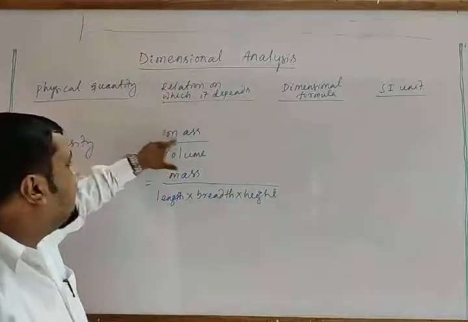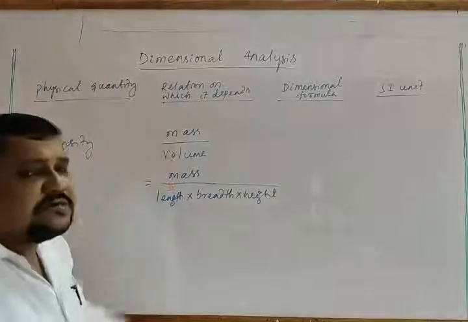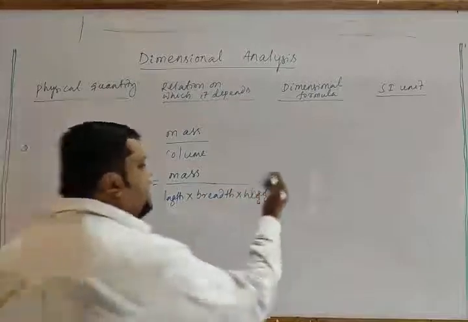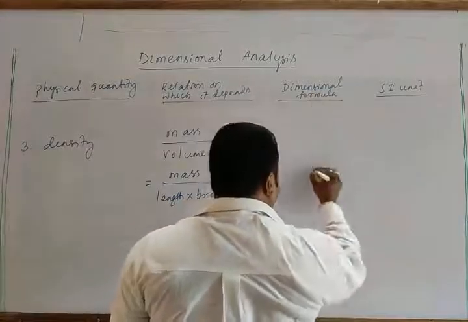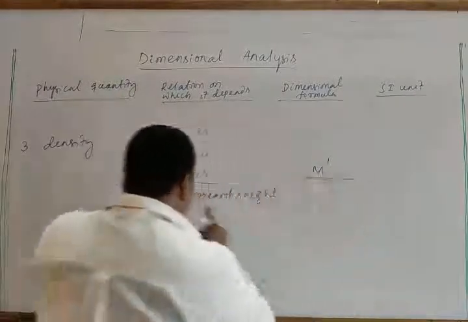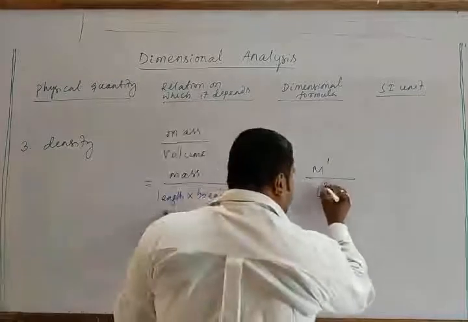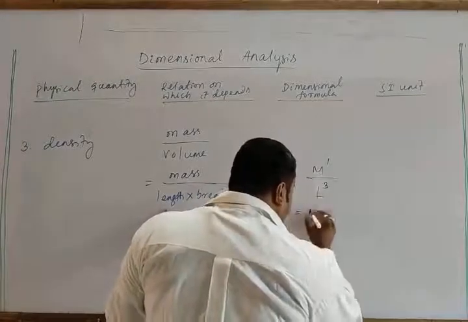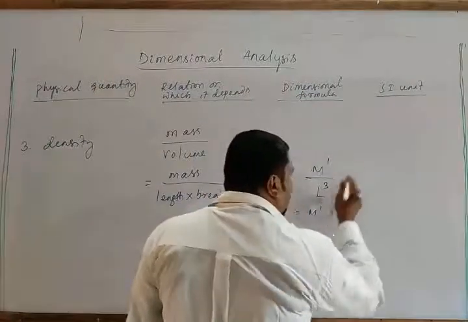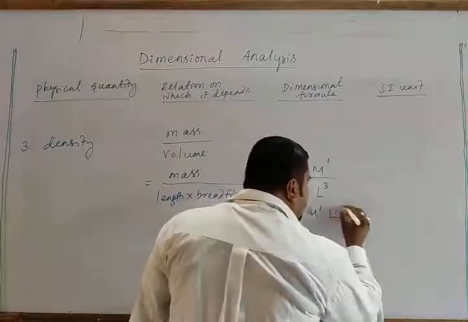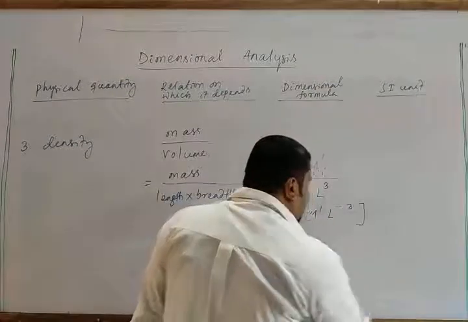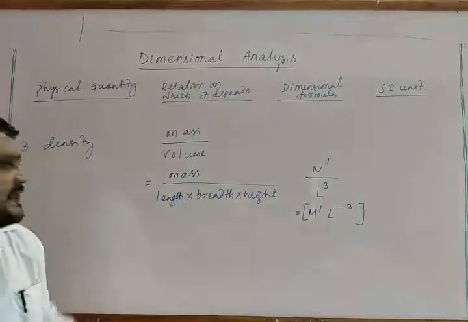But in this equation, mass is the only fundamental physical quantity, but volume is not fundamental. It is derived. So the derived should be expressed in fundamental. So now you put here: the dimension formula M1 for mass divided by volume, which is L3. So I can write this as M1 L to the power minus 3, and it should be in a square bracket: [M1 L-3]. So that is the density.